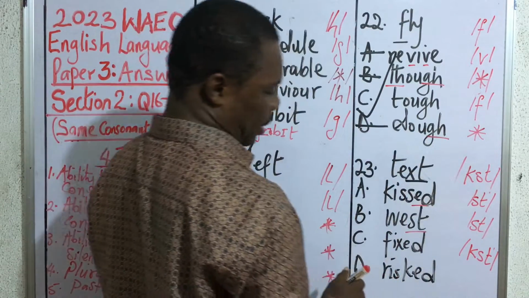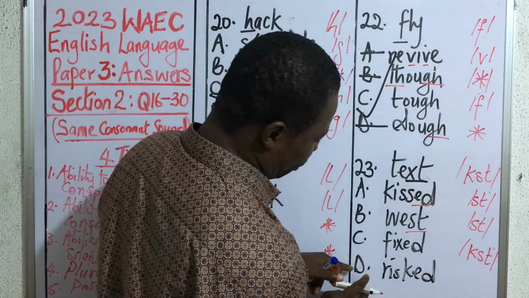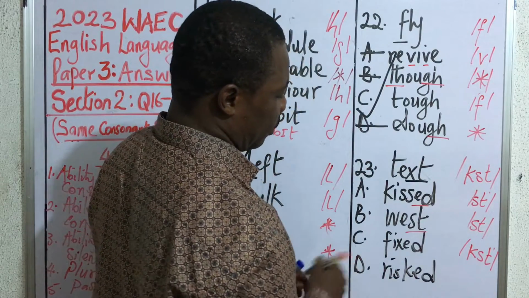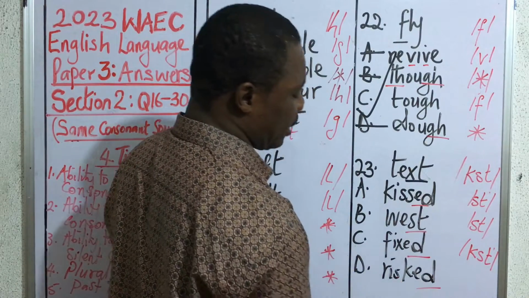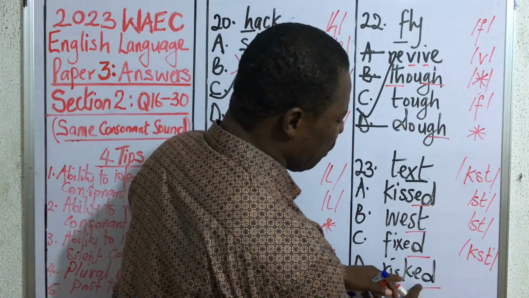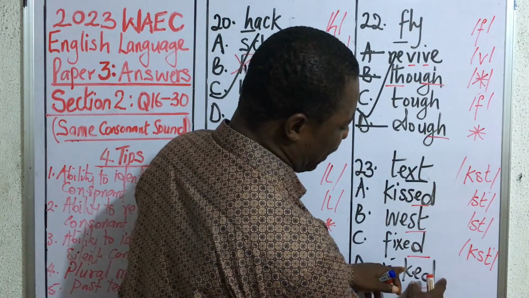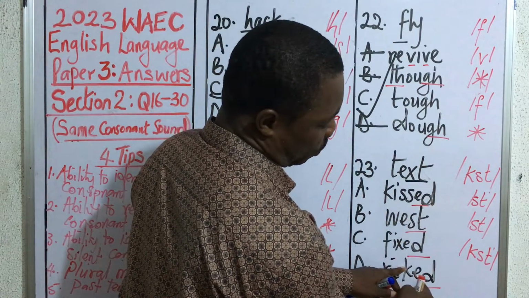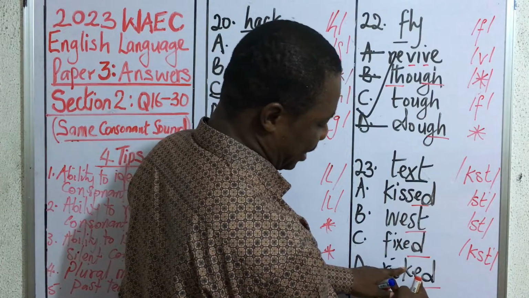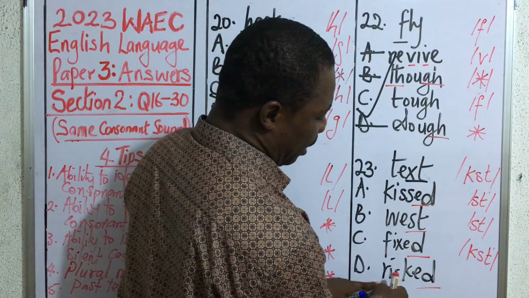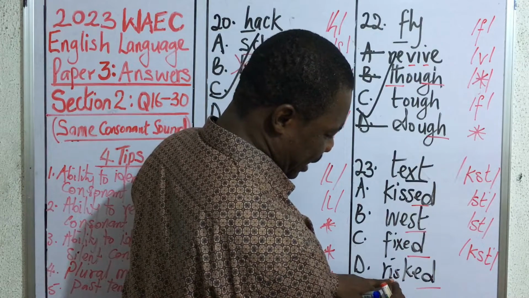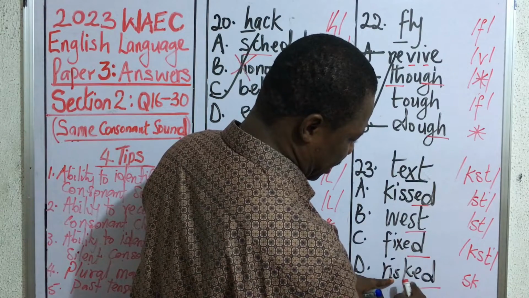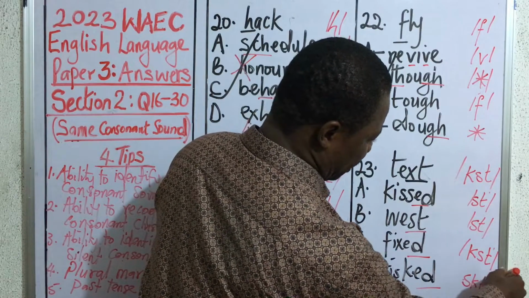But before we mark that as our correct option, let's look at the next option, D, risked. Risked is also a word in its past tense. Now, if a word ends with K and is in its past tense, you're going to pronounce it the same way that you pronounce kissed and fixed. That is, you're going to pronounce this ED as T. So now when you come here, you have risked. But remember, this is SK already a cluster, so you have SK, risk, skit. That's risked. So you're going to have T here.